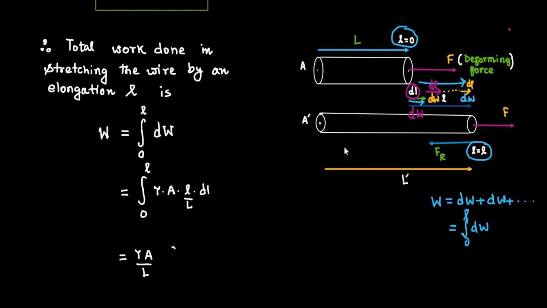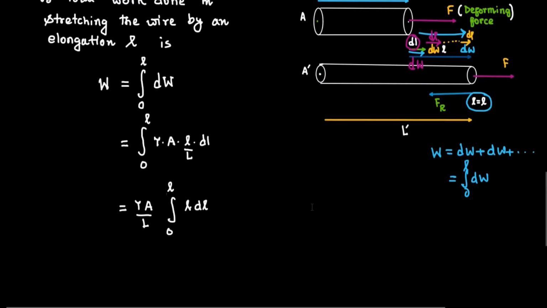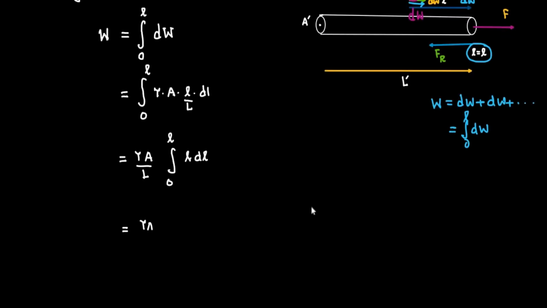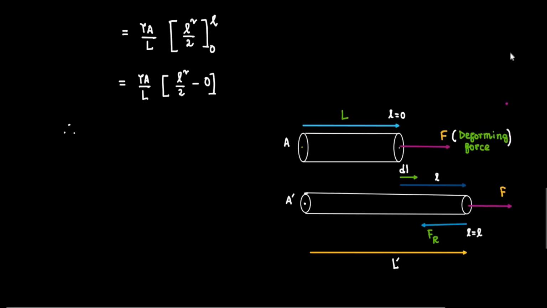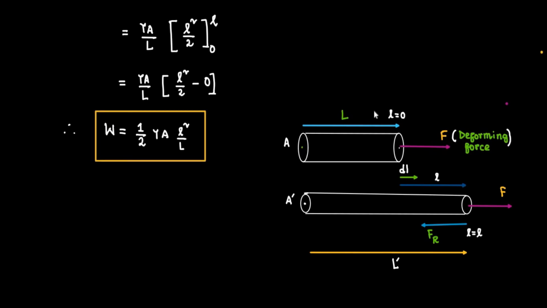Y A by L are all constant, so they are brought outside the integration. So Y A by L, integration from 0 to l of l dl. Y A by L, under third bracket l square by 2, from 0 to l. Y A by L, l square by 2 minus 0. Therefore W equals 1 by 2 Y A l square by capital L.